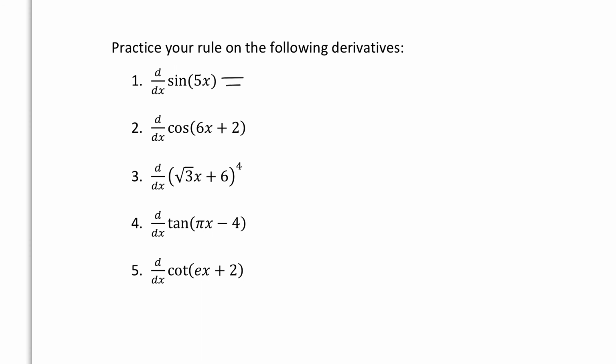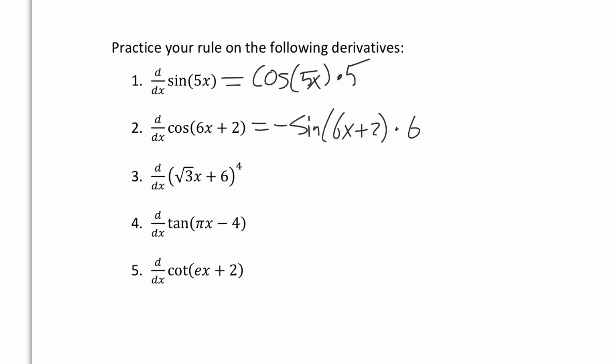All right, so here we have sine. We know the derivative of sine is cos. And the inside portion, the inside function, just gets rewritten. Then we multiply by 5. For cos, we get negative sine of 6x plus 2. And then we multiply by a 6. Again, the derivative of 6x plus 2 is just 6. The 2 just kind of disappears.